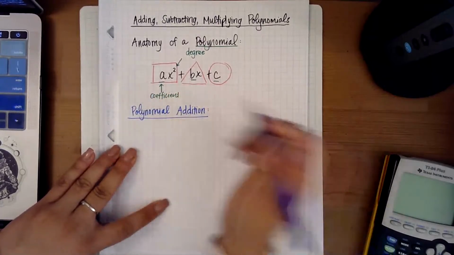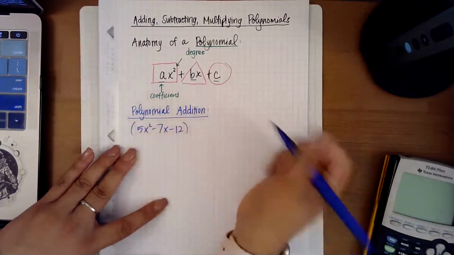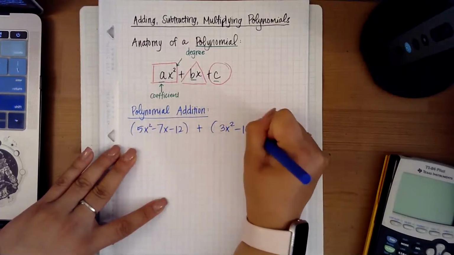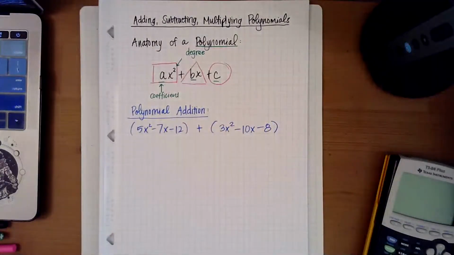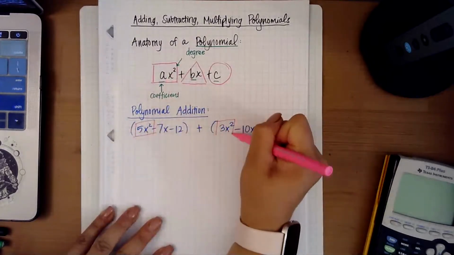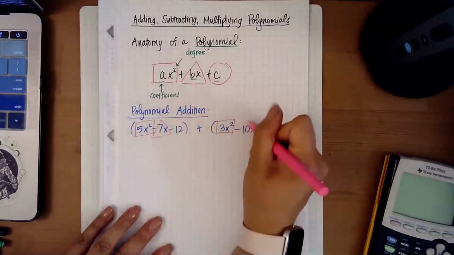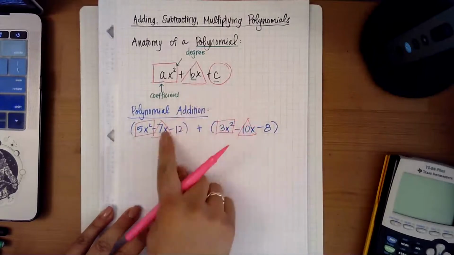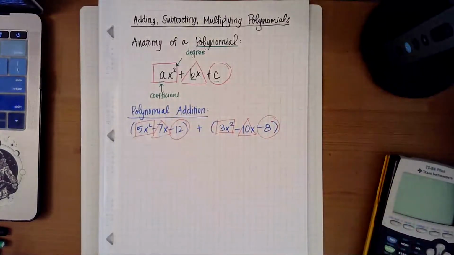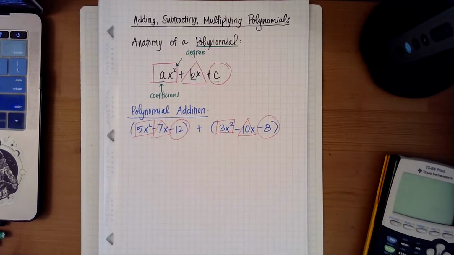So if I ask you to, let's say I have 5x squared minus 7x minus 12, that's one polynomial, and I'm going to ask you to add it to another polynomial. Say I have 3x squared minus 10x minus 8. Okay, so notice that these two right here are like terms because they have an x squared on both. And then these two right here are like terms because they have matching variable and matching power. And then these two right here are like terms as well. They don't have a variable attached to them.